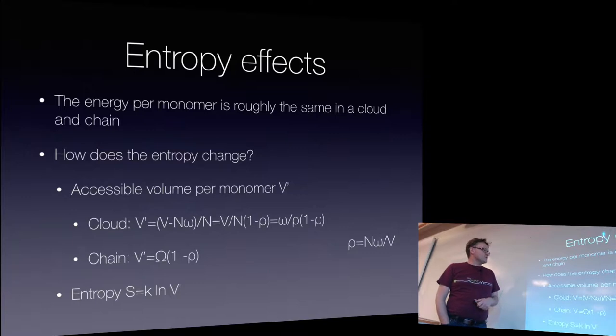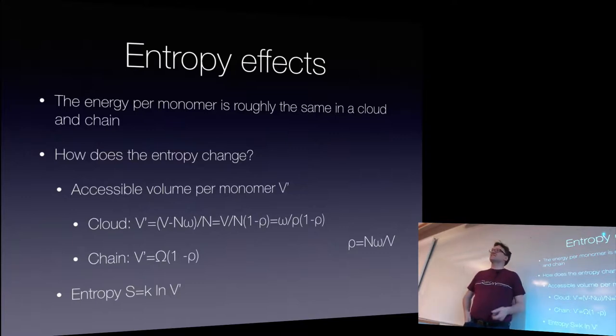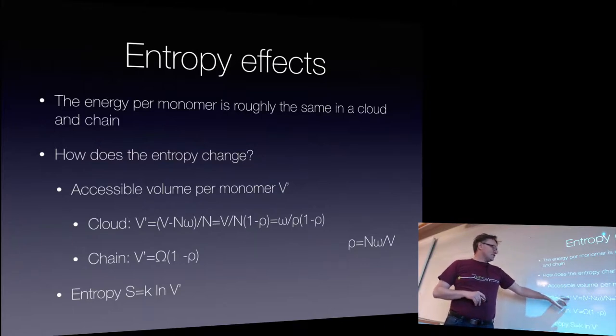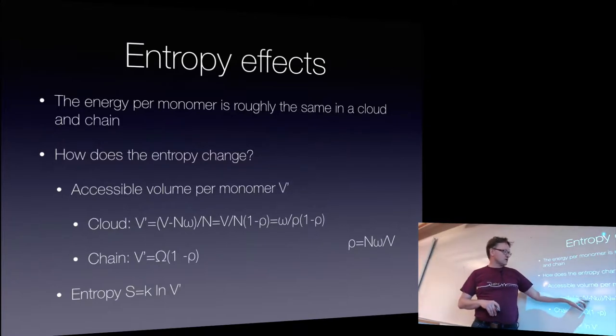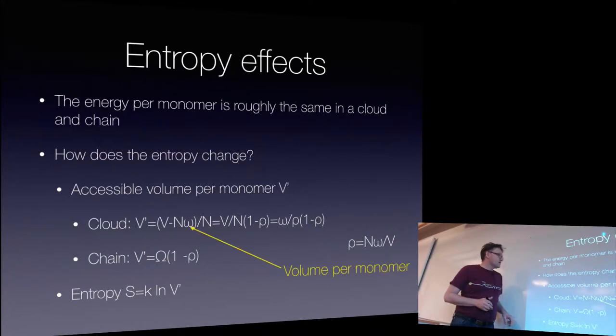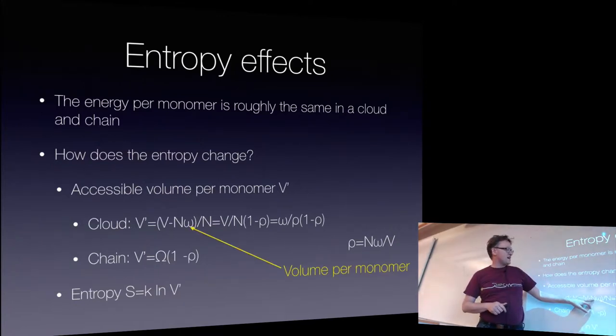So one way is that we can think of something that's cloud-like, where the amino acids can be anywhere they want in space. Then you have the accessible volume for each monomer. That's going to correspond to the volume that has not yet been taken by something else, right? And if you are in a cloud, then the volume that I can move in as a monomer is going to be the total volume available minus, let's see, I think I might have some notes. Yes, minus the number of monomers I have multiplied by the volume of each monomer.